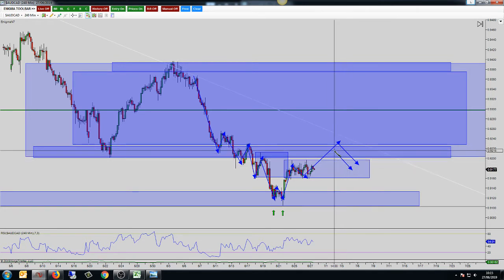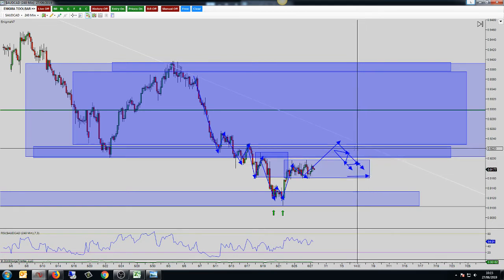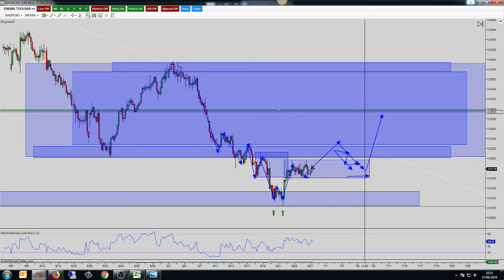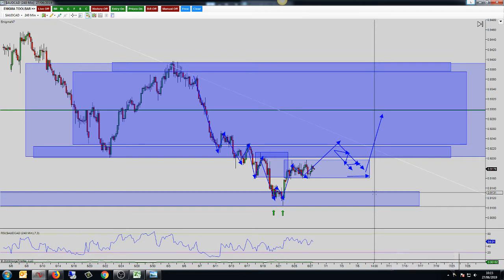We may even get something like a flag pattern that sets up. So something like this, where we can use that as the entry. We can get protective stops. We'll play for a 127 extension up until our 382 target. So it's a good idea to not just analyze the market, but also think of all the things that could happen within the market, so that you're fully prepared mentally.